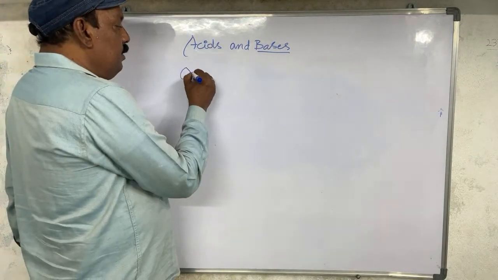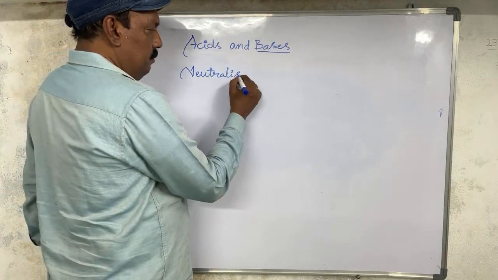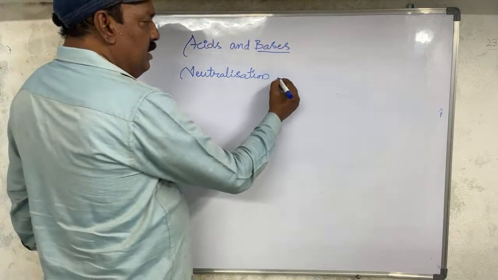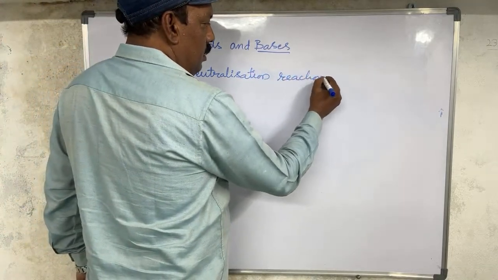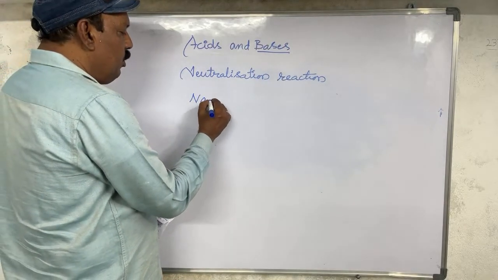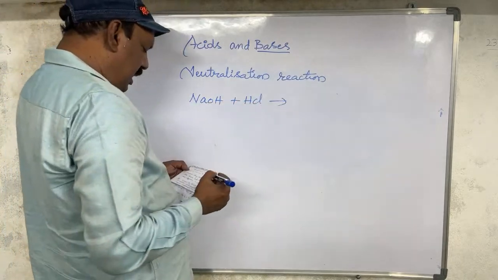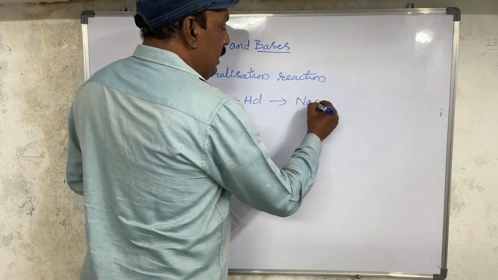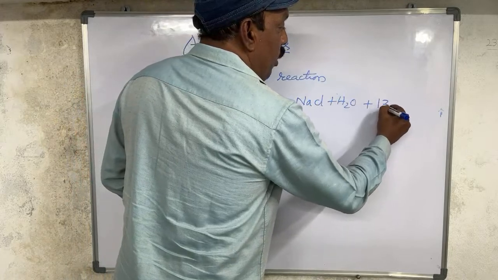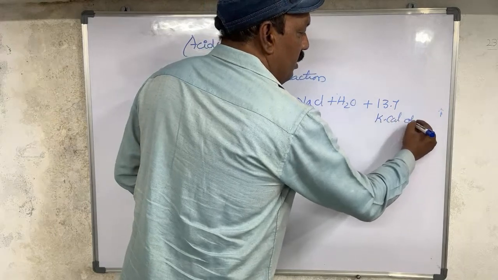Now comes the point of neutralization. Neutralization reaction. What is the meaning of neutralization reaction? First of all, I want to give one example for this one. NaOH plus HCl gives rise to NaCl plus H2O plus 13.7 kilocalories of heat.